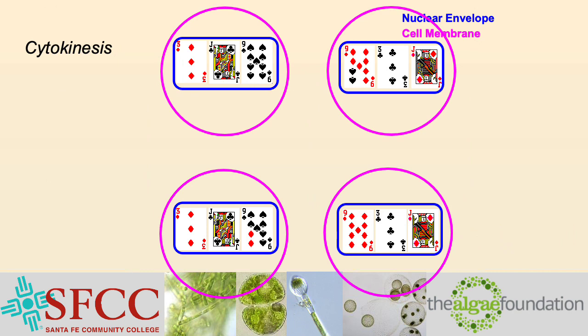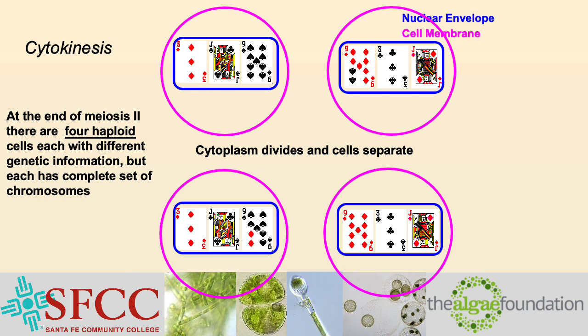Cytokinesis is the same as in mitosis. The cytoplasm divides the two daughters from the end of meiosis I into 4 haploid cells. If the cells didn't divide in interkinesis, cytokinesis at this point creates 4 daughter haploid cells. Each daughter cell has a complete haploid genome, 1 3, 1 9, and 1 Jack.